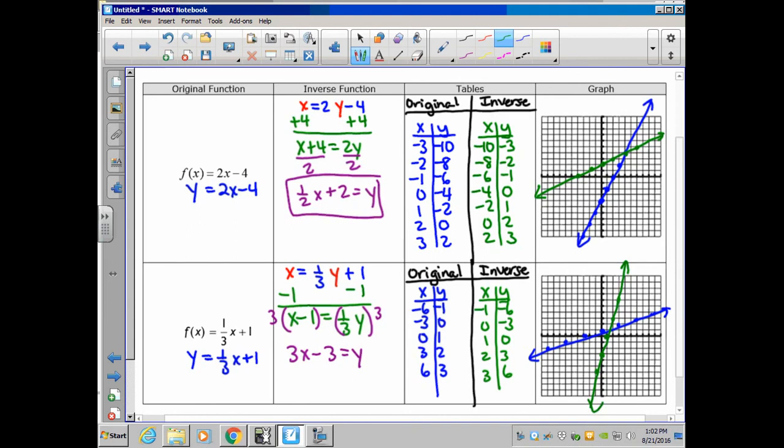You have found the inverse of a linear equation algebraically, using tables, and graphically. We will look at a warm-up, and then you will have some to do on your own.